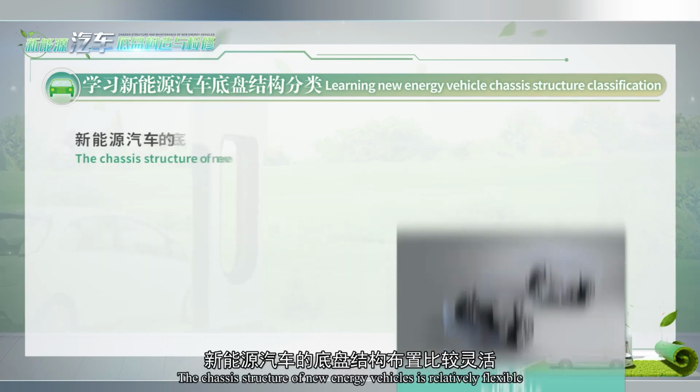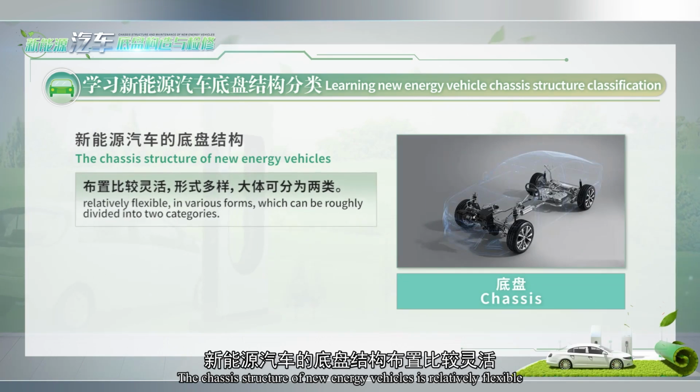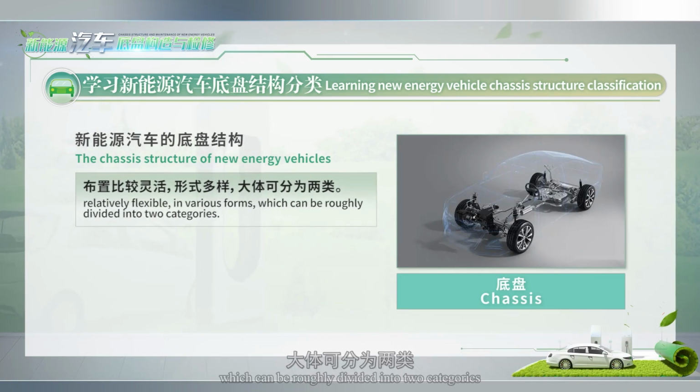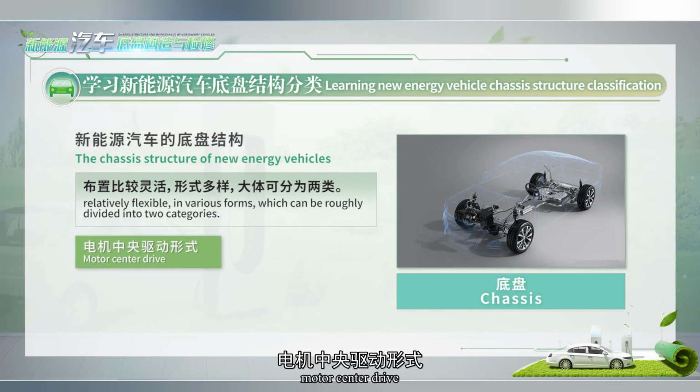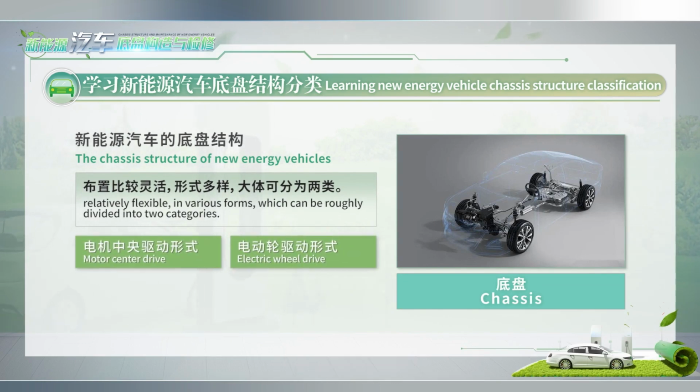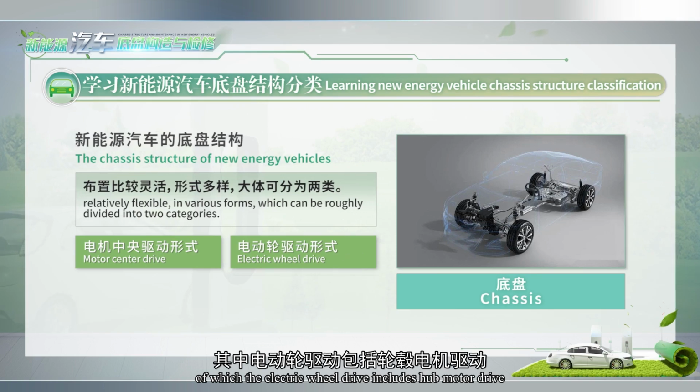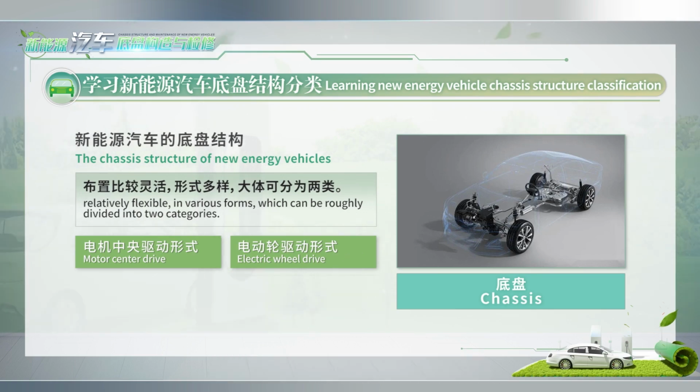The chassis structure of new energy vehicles is relatively flexible in various forms, which can be roughly divided into two categories: motor center drive and electric wheel drive, of which the electric wheel drive includes hub motor drive.